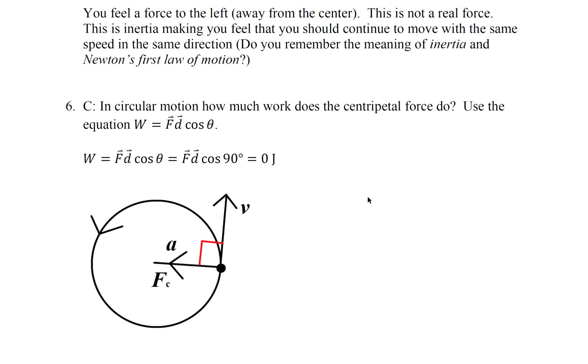Question 6. In circular motion, how much work does the centripetal force do? It's 0 joules. We'll learn more about work later, hopefully. But just know for now that in circular motion, the work done on an object is 0 joules, because the angle between force and displacement is 90 degrees. So force is towards the center, displacement is in the same direction as v in this image.